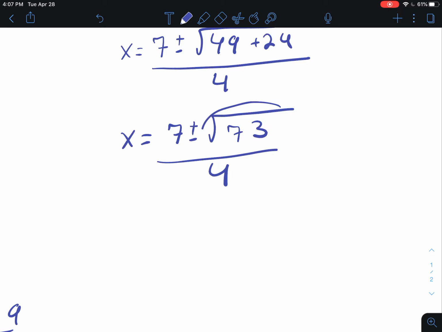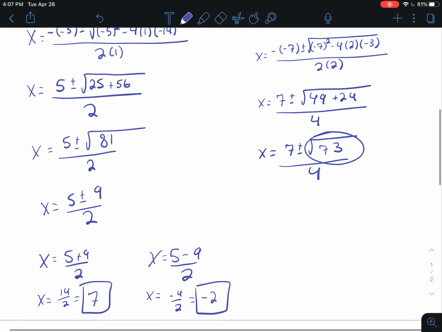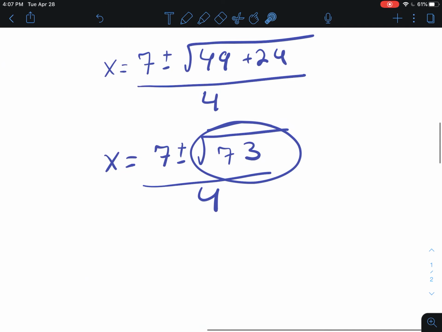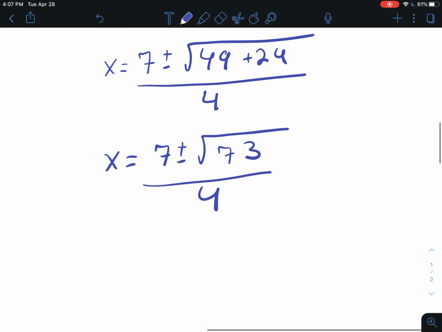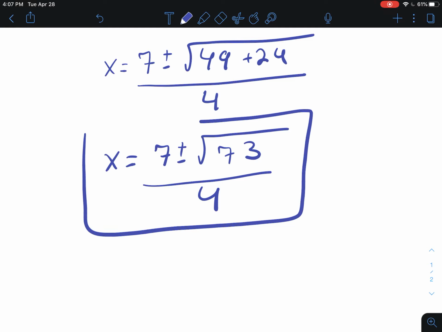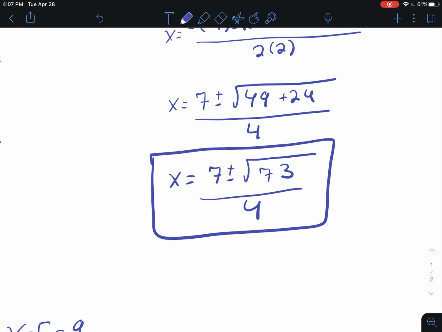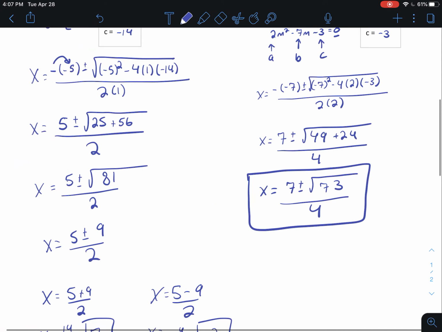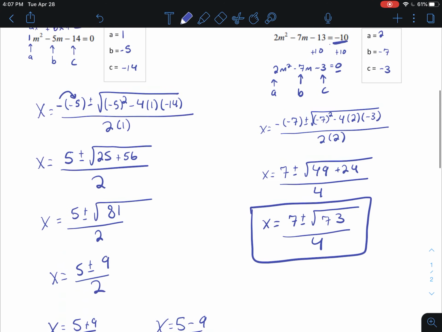And then when it comes like this, guys, and we can't reduce the square root to a number, so notice in the last question, radical 81 becomes 9, right? There is no radical 73 that gives us a whole number, so then what we can do here is we can actually just circle or box this answer, and that is our answer for the question.